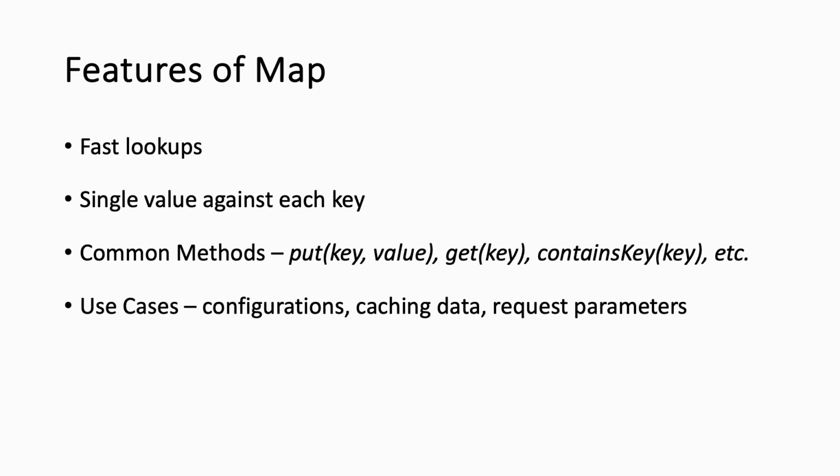Now, let's discuss some of the features of the map data structure in Java. The maps in Java offer fast lookups, generally in constant time, and store a single value for each key. The keys should be unique. The most commonly used methods include the put method, used to put a value associated with a key in the map, the get method, which can be used to get the value from the map based on the key, and the containsKey method, which can be used to check if a key is present or not in the map. These are useful in configuration files, caching data, and handling request parameters.